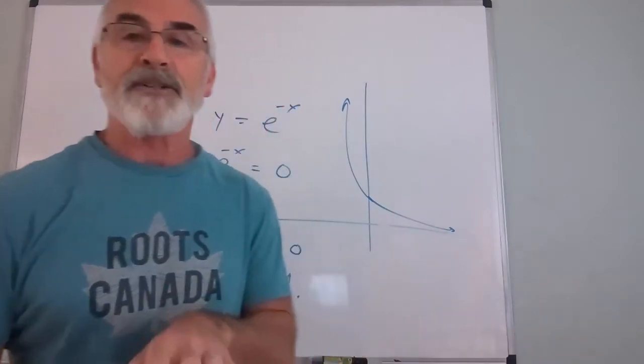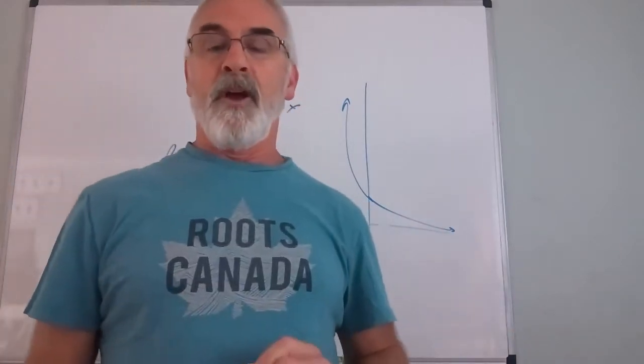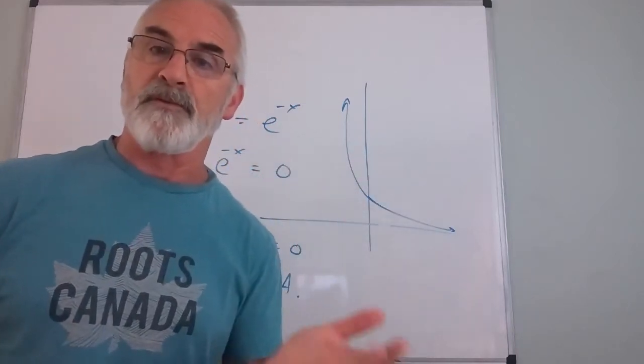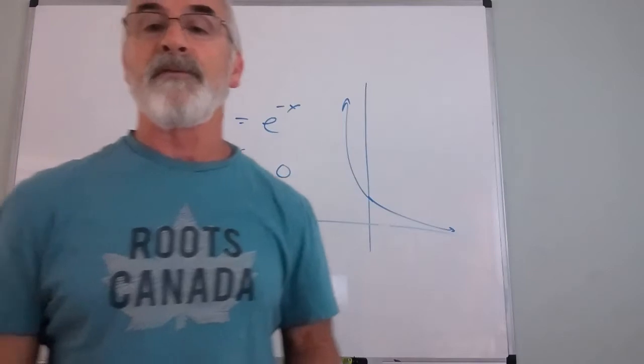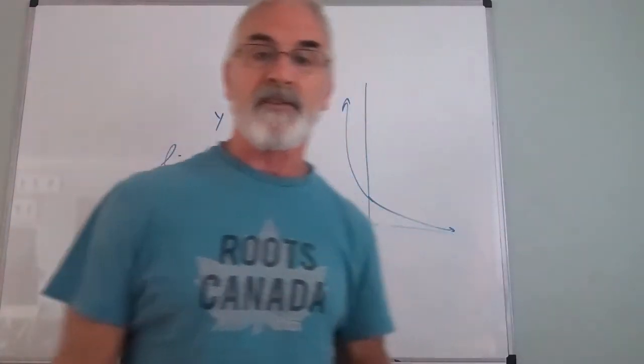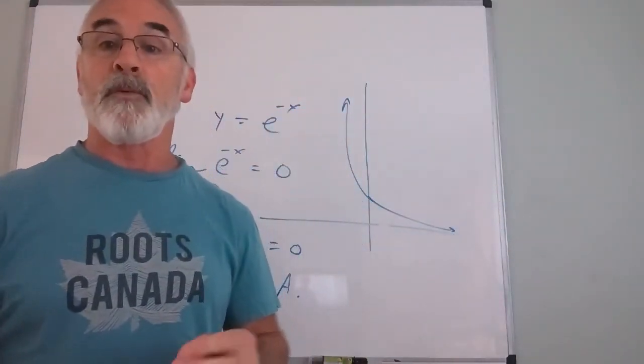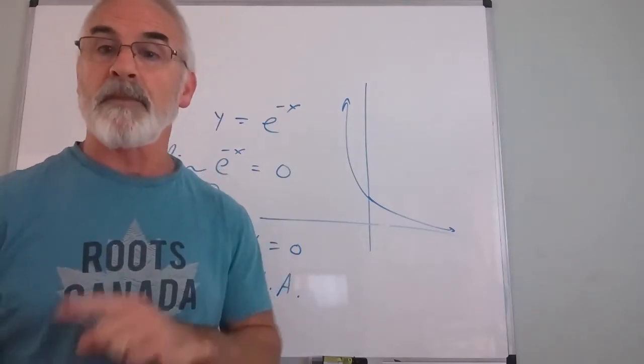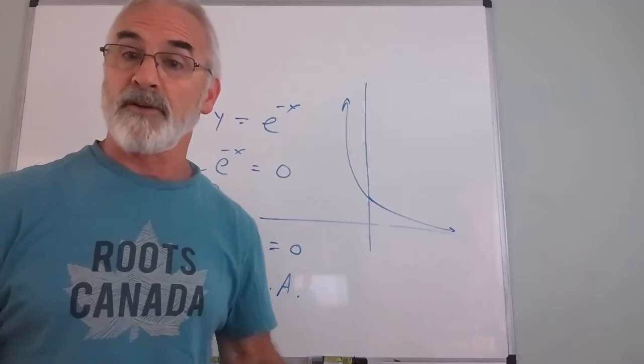And when we did rational functions, which are our favorite, when the degree of the numerator was greater than the degree of the denominator, the limit to infinity was infinite. When the degree of the numerator was less than the degree of the denominator, the limit to infinity was 0. And when the degrees were the same, the limit was the quotient of the lead coefficients.